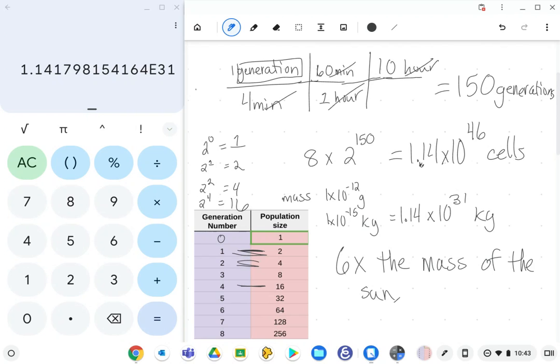The cells are going to start dying. The cells that don't get enough energy won't reproduce at all. So in real life, growth doesn't stay exponential because, as you can see, it would become impossible to maintain that mass of life on Earth.